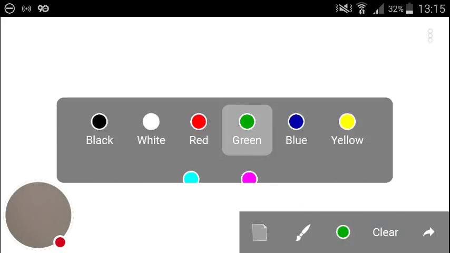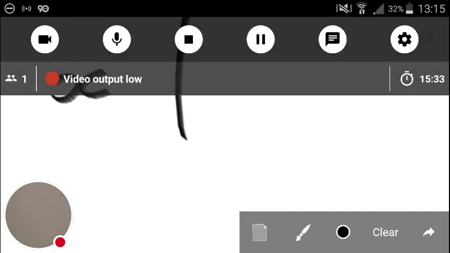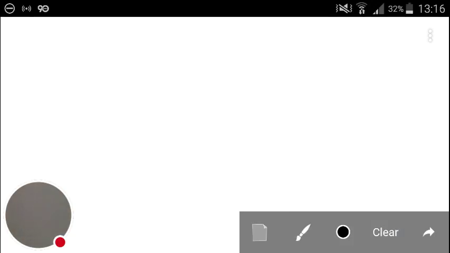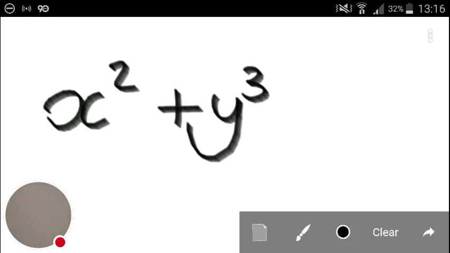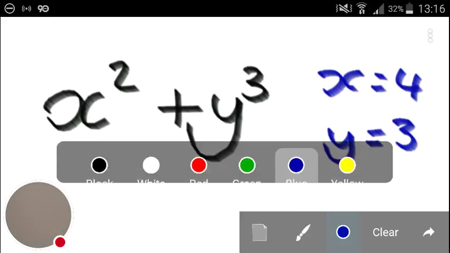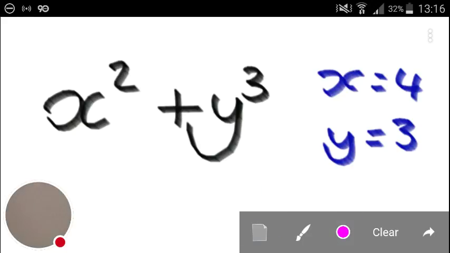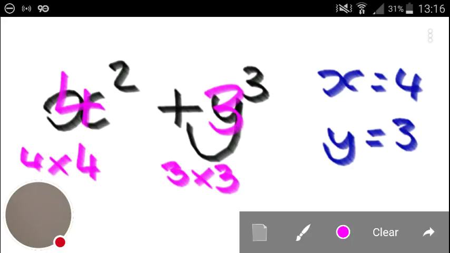Our third question, we had x squared plus y cubed. Again, we use the same values of x is 4 and y is 3. Now, earlier we went through squared, and we said that squared just means times by itself. Now cubed, very similar to squared, means times by itself, like three times. So in this case, x squared is 4 squared, that's 4 times 4. Y cubed, 3 cubed, is 3 times 3 times 3.